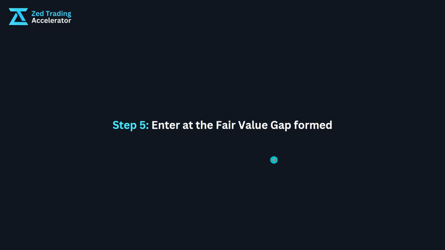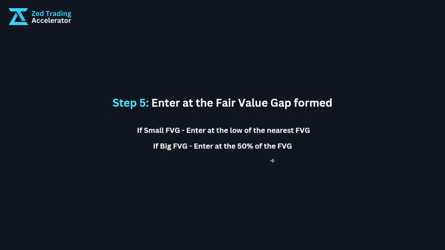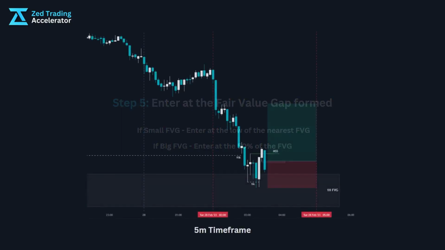Step 5, let's wait for a fair value gap and enter on the fair value gap. Alright, so this is a reminder. If we have a small fair value gap, you can enter at the nearest fair value gap. But if you have a big fair value gap, you can enter at the 50% of the fair value gap. I will explain it to you in the coming slides or videos. So in this example, we have a small fair value gap, so you don't need to enter at 50% of that fair value gap.